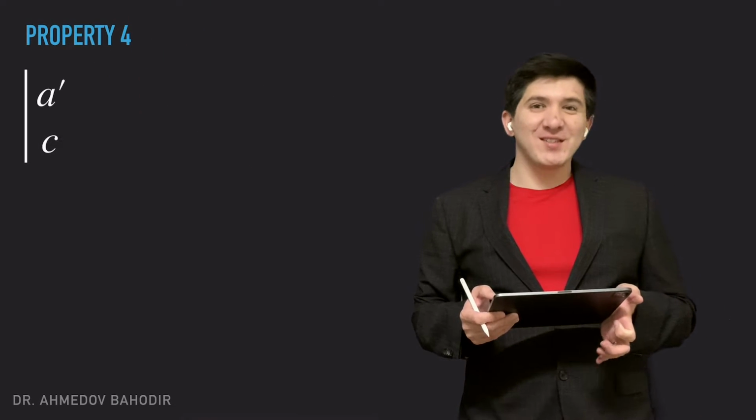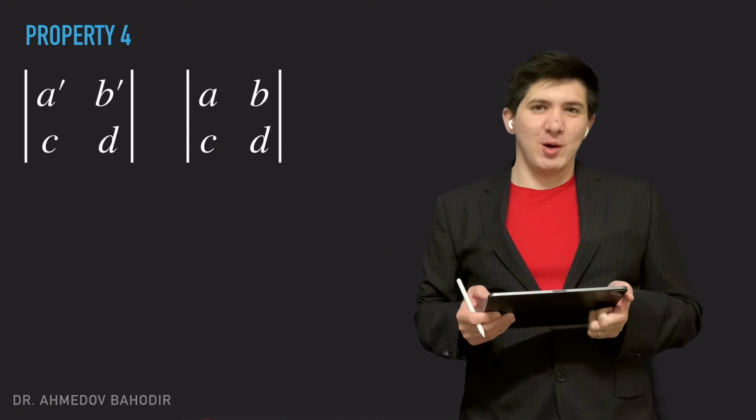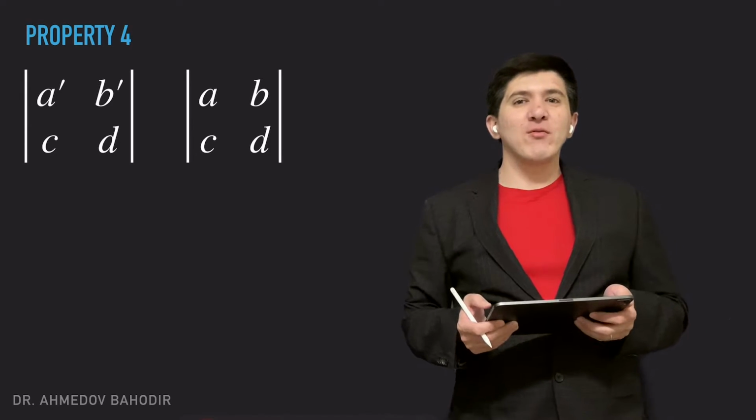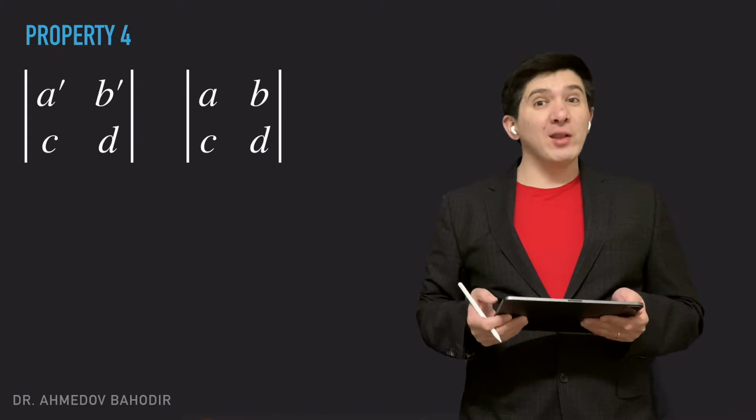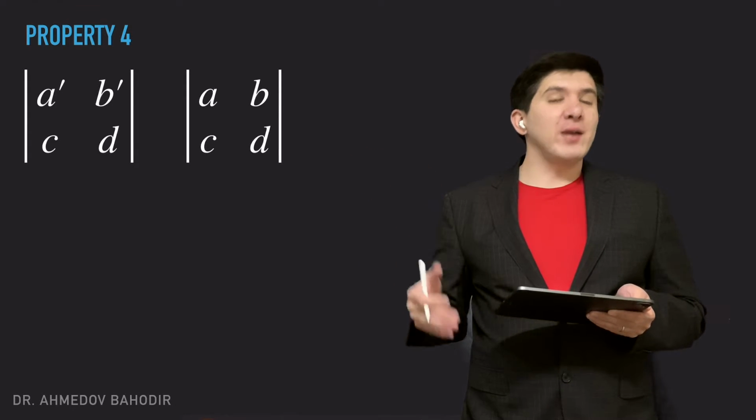So property number 4 is one of the interesting and strange ones. It tells you that if you've got two determinants which are very much similar, different only in one of the rows, then you can add them.